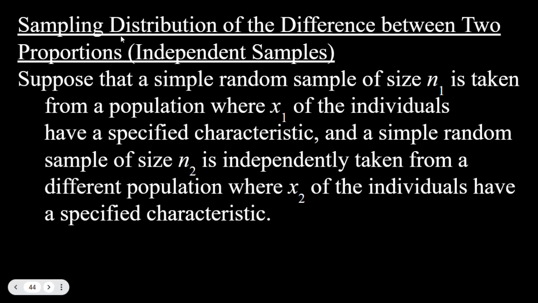In section 10.3, we move from testing two independent samples with population means to testing population proportions. For our sampling distribution of the difference between two proportions with independent samples, suppose that a simple random sample of size n1 is taken from a population where x1 of the individuals have a specified characteristic, and a simple random sample of n2 is independently taken from a different population where x2 of the individuals have a specified characteristic. So we are testing the same characteristic from both of these populations.